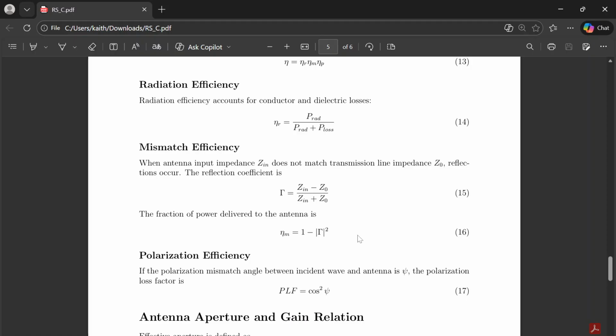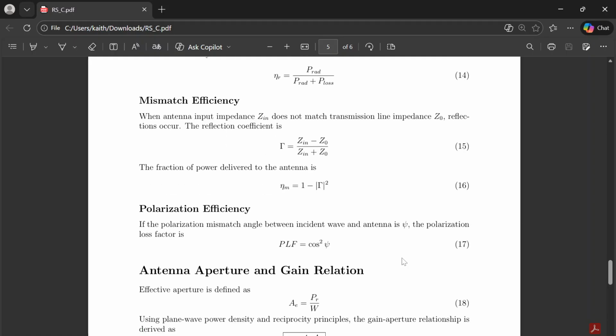Mismatch efficiency. Let's say if we did not do impedance matching, then the antenna input impedance and the transmission line impedance are not matched. So some reflection occurs, and for that reflection, we know the formula for the reflection coefficient, which is given by Zin minus Z0 by Zin plus Z0. So because of this reflection, only a part of the power will be delivered to the antenna. Some power gets reflected back. So the fraction of power which is delivered to the antenna, the efficiency, is basically given by 1 minus gamma square, where gamma is the reflection coefficient.